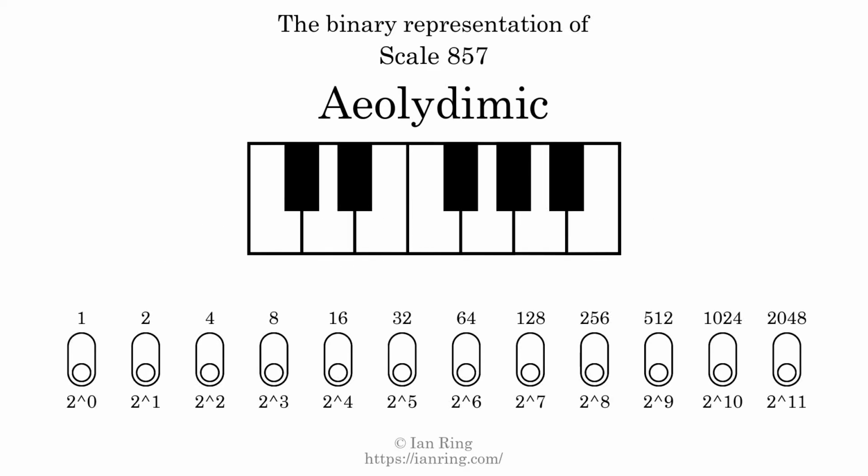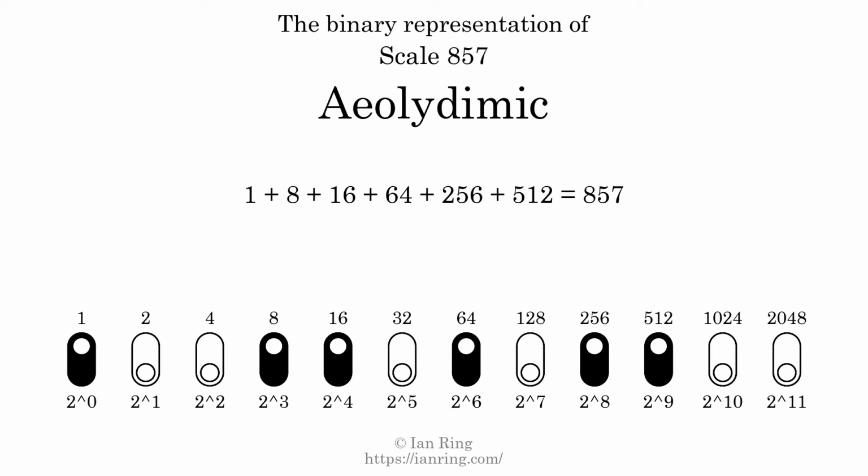The binary representation of this scale is determined by mapping tones of the scale to binary digits. Each binary digit represents a power of 2. To get the scale number, we add the powers of 2 together. The powers of 2 that are present in the scale, all added together, equals 857. That is why the scale number, in decimal, is 857.